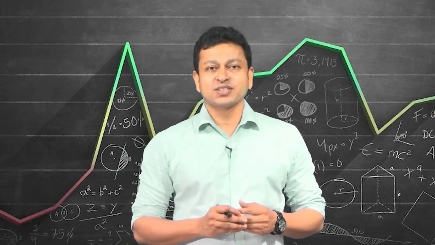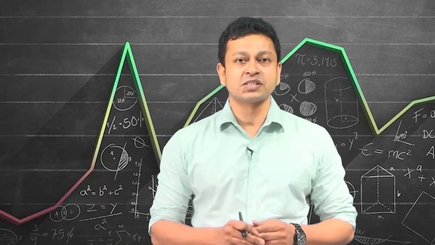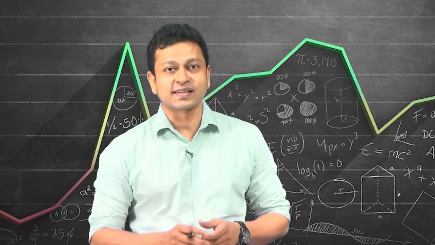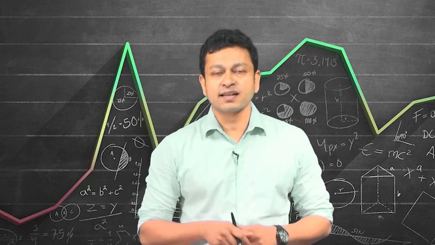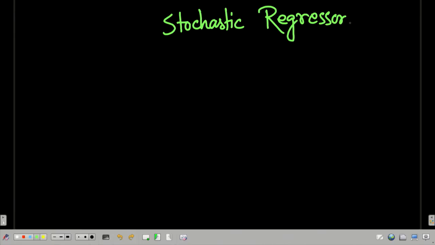Hello and welcome back to the lecture on applied econometrics. We have been talking about types of regressor. In the previous lecture, we spoke about non-stochastic regressor and we said that that is somewhat unreal. Now, in this lecture, we are going to talk about stochastic regressor, which is more close to reality, but there is a cost, right?